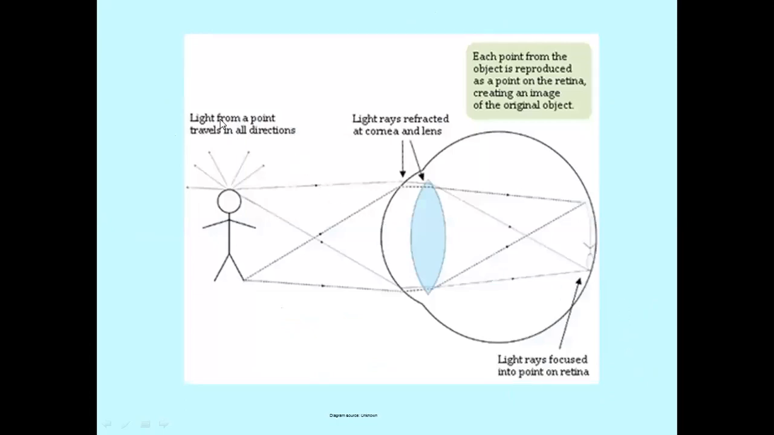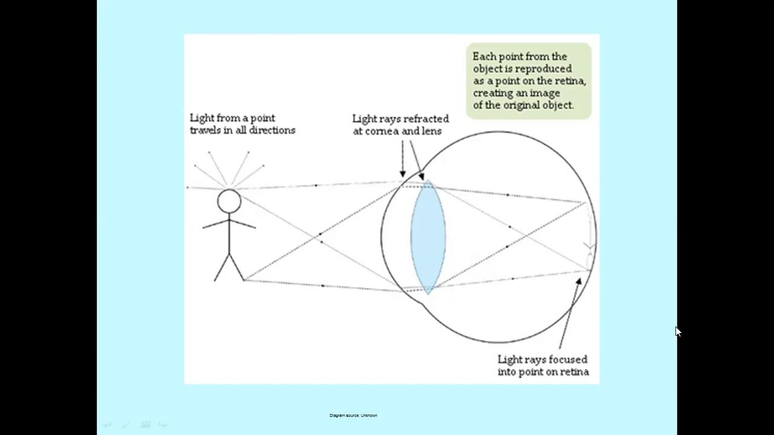Okay, so light from a point, from any one of these points, travels in all directions. These light rays enter the eye, they're refracted by the cornea, they're refracted by the lens, and to a certain extent they're refracted by the vitreous humor. And what that does is it forms an inverted image, and flipped left to right image on the retina.